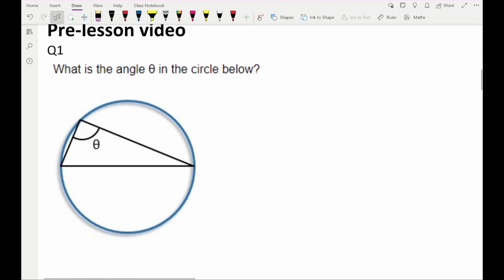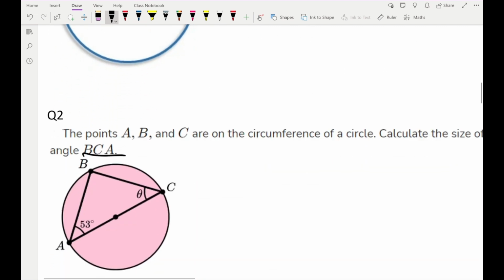So question 1, what is this angle in the circle below? Well, that is 90 degrees by angle in a semicircle theorem. We should probably say that is theta equals 90 degrees.